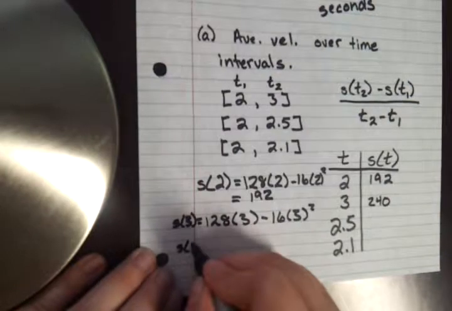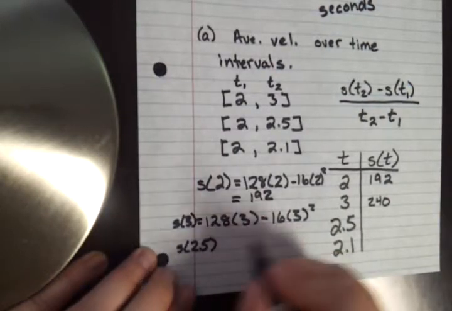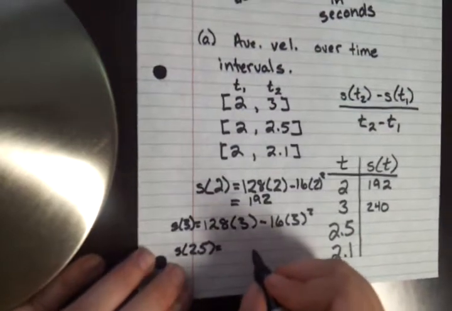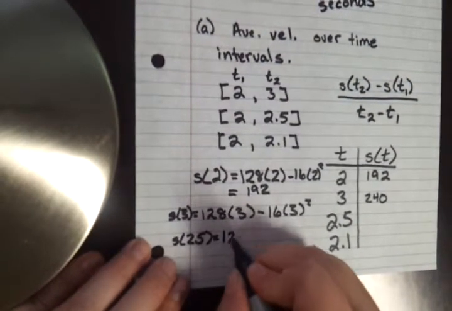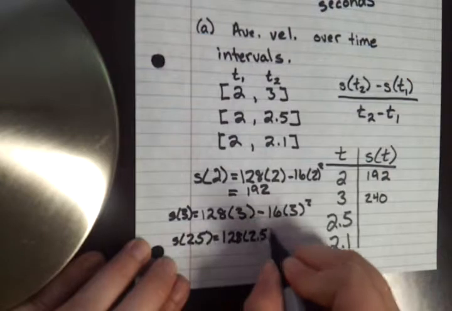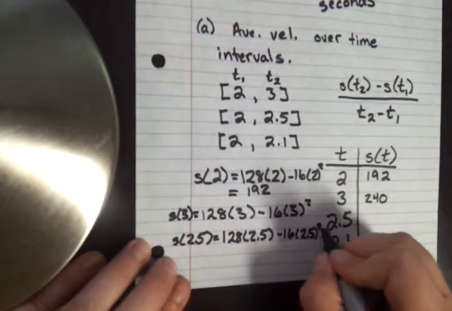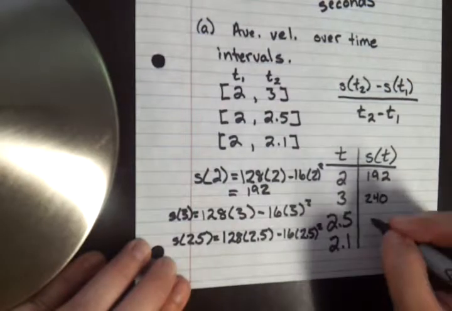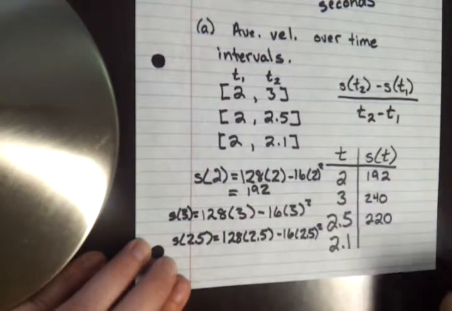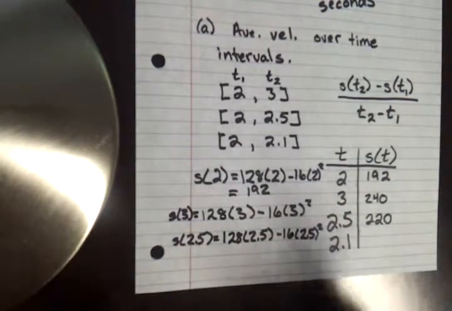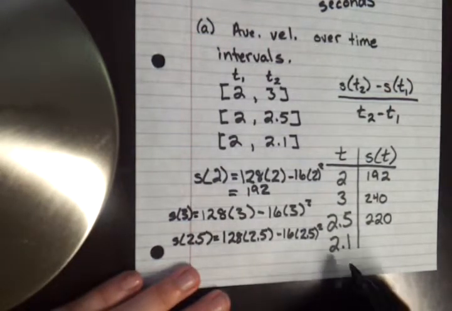You do S of 2.5. You're just plugging in the 2.5 everywhere there was a T in the original function. And that's going to give you 128 times 2.5 minus 16 times 2.5 squared. That's going to give you 220, and I'll let you try and set up the formula for 2.1 on your own.